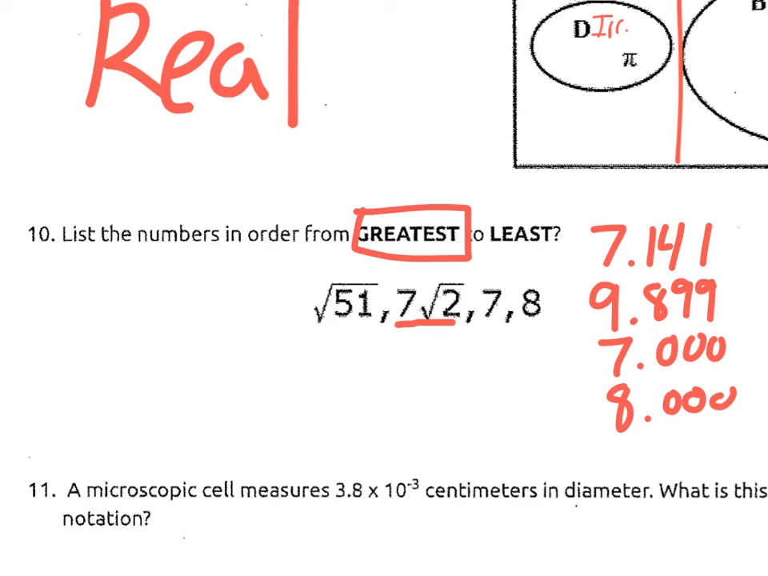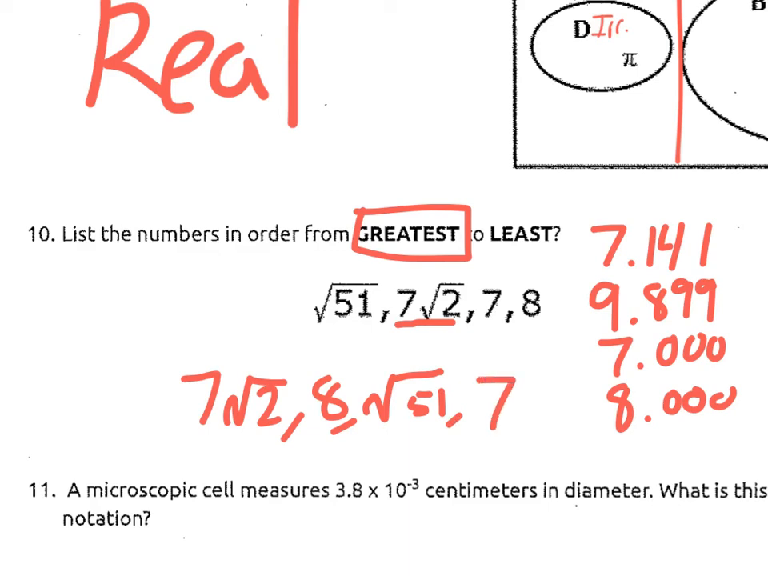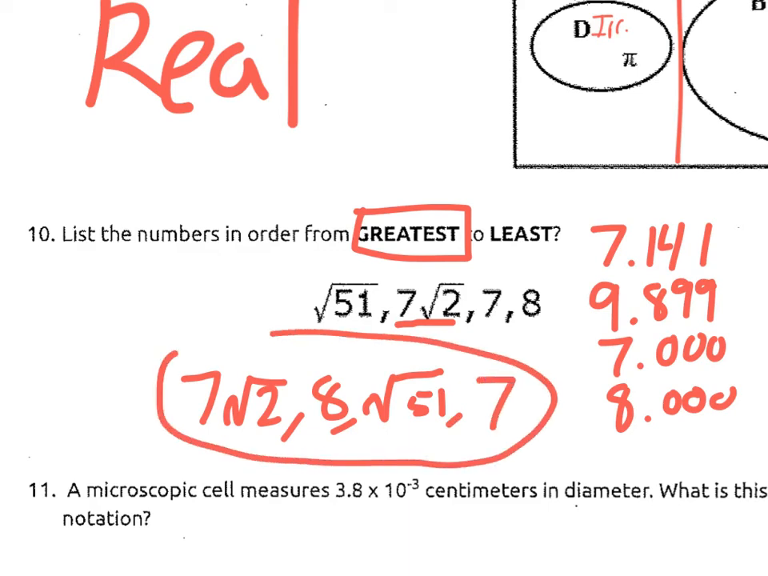Alright, so greatest, the largest number that we have there is actually that 7 square roots of 2. The next largest that we have on there is going to be the 8. Next largest is going to be the 7 and some change, which would be that square root of 51. And then finally our 7. So there's our final answer.